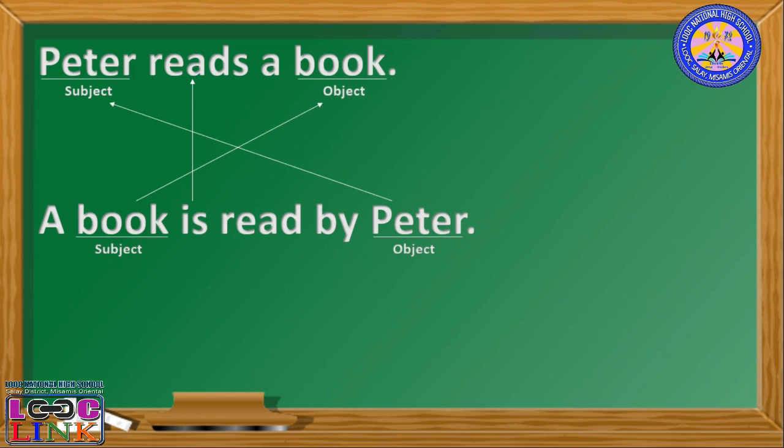We are using is because reads in the active voice is in the present tense, but is no longer referring to Peter, but is already referring to book. Of course, we're going to use the past participle of the verb and to be connected by the word by. So our passive sentence is, a book is read by Peter.